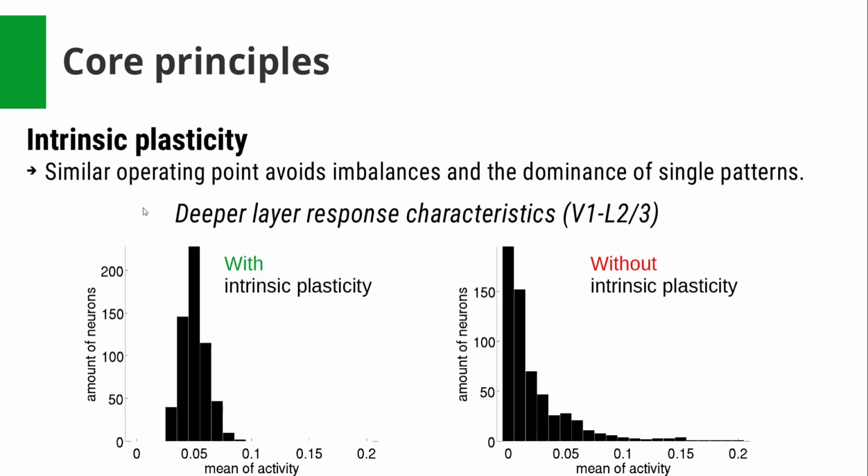Here an example from the second layer of our model. With intrinsic plasticity, the mean activity of all neurons is in a narrow range, and all neurons are doing something. Whereas without intrinsic plasticity, a lot of neurons are doing nothing, while a few neurons dominate the neural code.